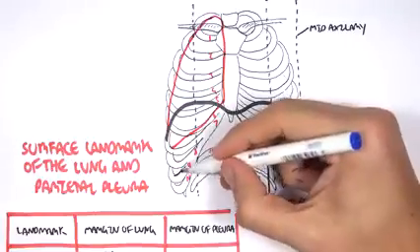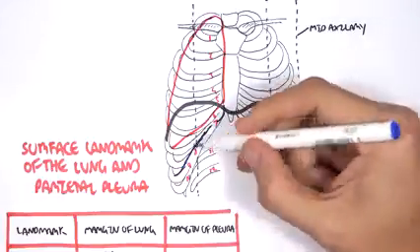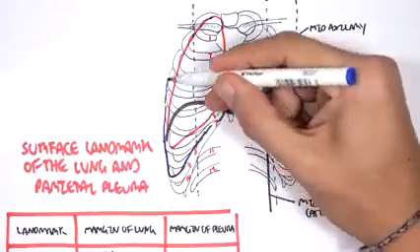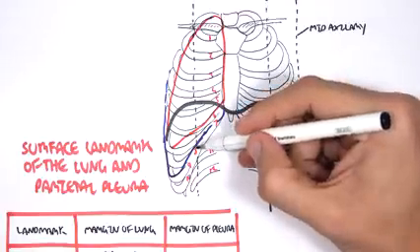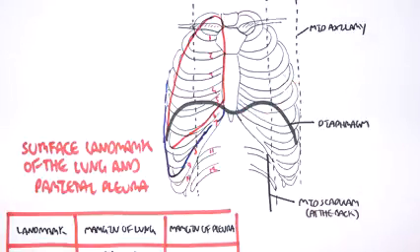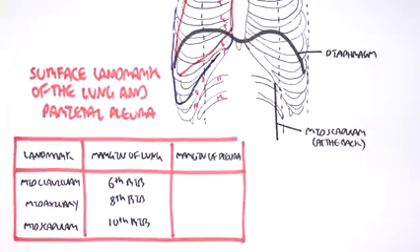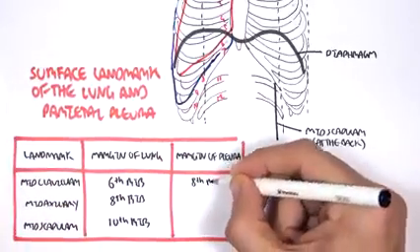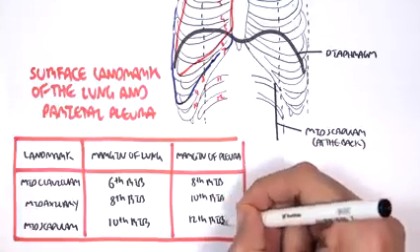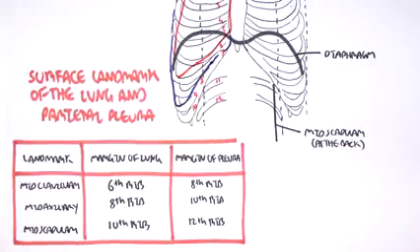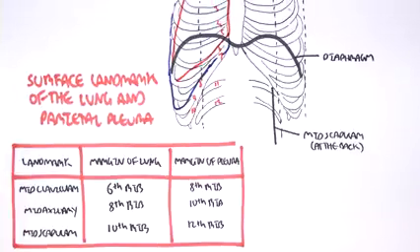The pleura here in blue goes further down. You essentially add 2 to find the margins of the pleura. So the margin of the pleura, mid-clavicular, plus 2 is 8, mid-axillary is 10, and mid-scapular is 12. I hope that makes sense.